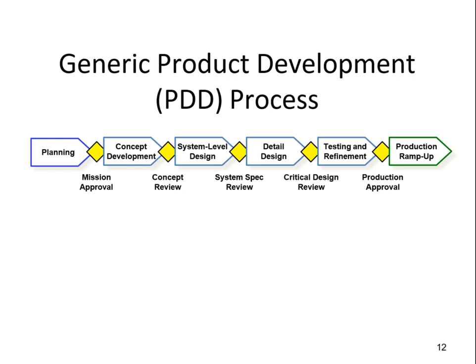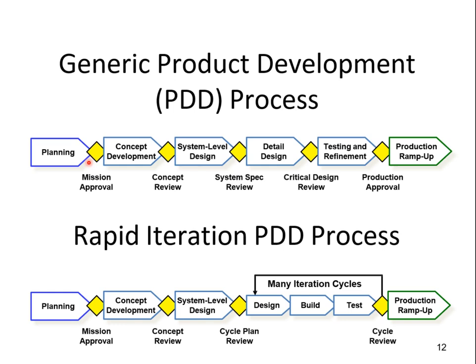We start with the generic product development, or PDD, process. It starts first with the planning. After we get the mission approval, we go to the concept development. After the concept review, we go to the system-level design. We have the system-specific review done, and then we go to the detail design. We check the critical design steps or parameters. Then we go for the testing and refinements, with production approval before we start the production ramp-up.